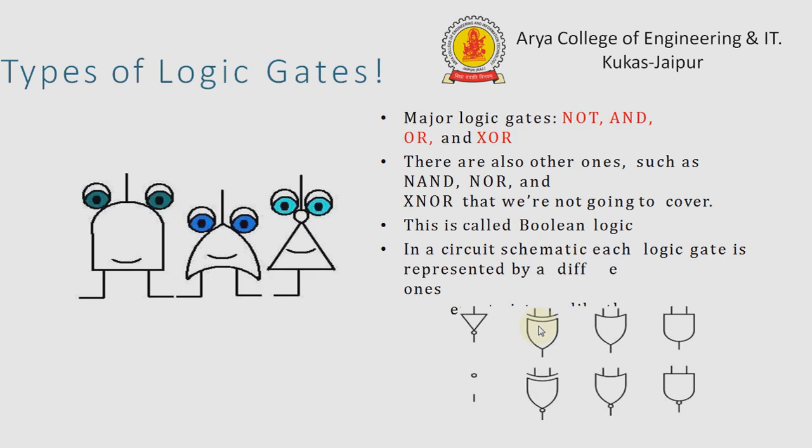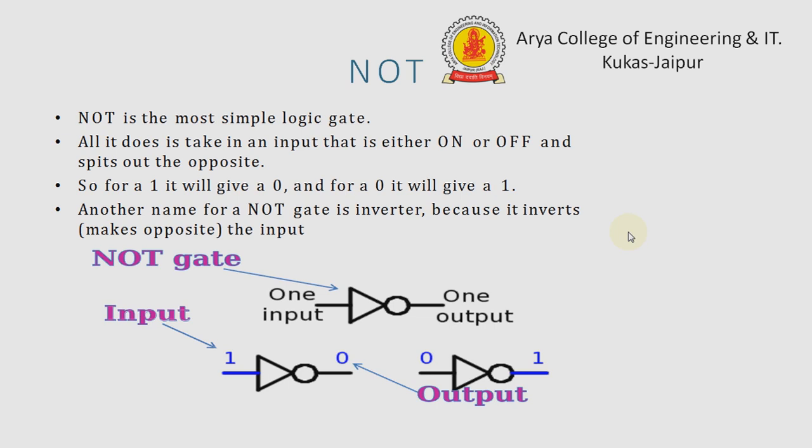The major logic gates are NOT, AND, OR and XOR, and there are also other ones such as NAND, NOR and XNOR that we are not going to cover in this video. We are covering them in the next video. This is called Boolean logic. In a circuit schematic, each logic gate is represented by a different symbol.